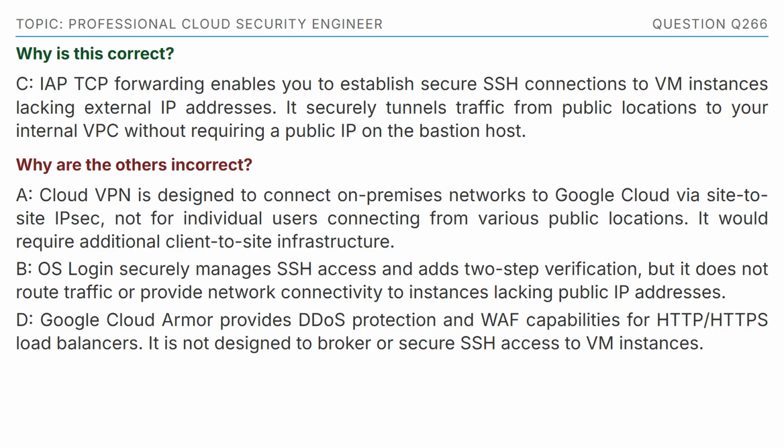Why are the others incorrect? A. Cloud VPN is designed to connect on-premises networks to Google Cloud via site-to-site IPsec, not for individual users connecting from various public locations. It would require additional client-to-site infrastructure. B. OS login securely manages SSH access and adds two-step verification, but it does not route traffic or provide network connectivity to instances lacking public IP addresses. D. Google Cloud Armor provides DDoS protection and WAF capabilities for HTTP/HTTPS load balancers. It is not designed to broker or secure SSH access to VM instances.